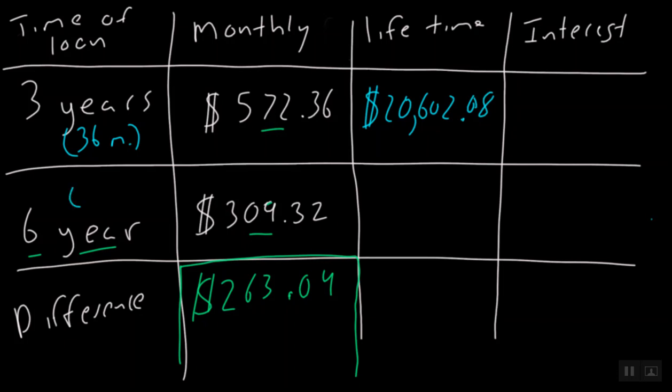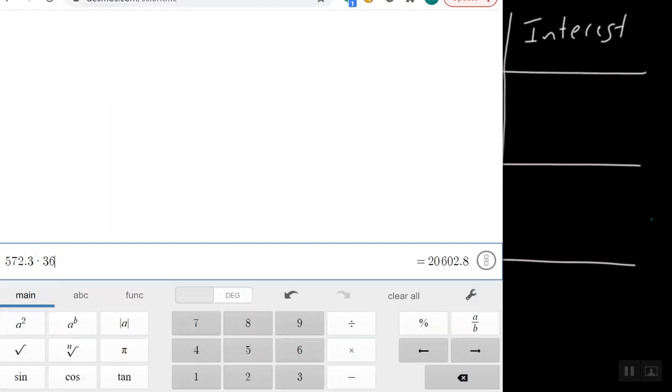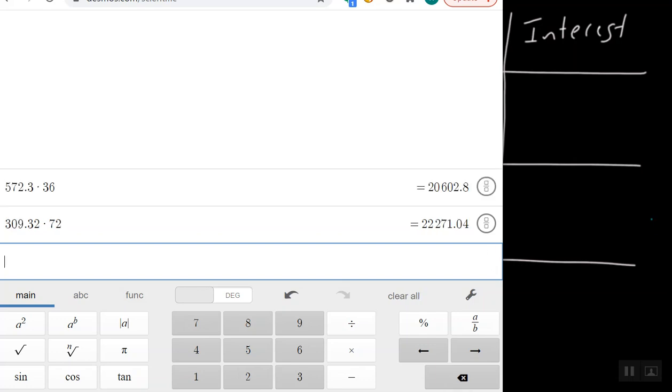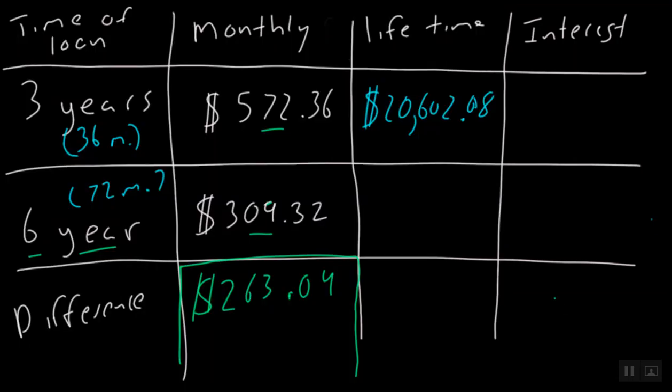Well, remember, 6 years is going to be 72 months. Alright, so we're going to multiply that number, 309.32, by 72. So 309.32 times 72 months, and whoa, that's actually a much larger number. We're going to have $22,271.04.